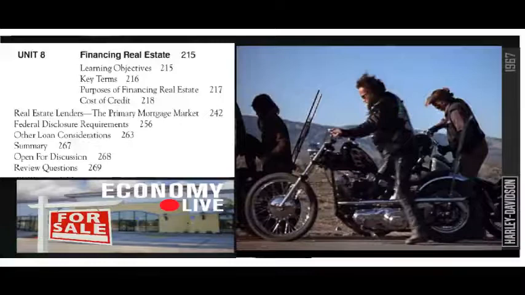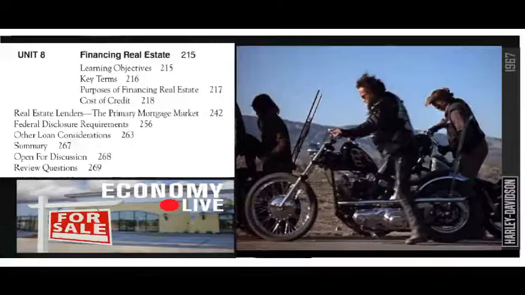Since 1980, even banks that are not members of the Fed have been required to comply with its reserve requirements. Federal Home Loan Banks. The Federal Home Loan Bank System, FHLB system, was authorized by Congress in 1932. There are 12 regional Federal Home Loan Banks and they are now regulated by the Federal Housing Finance Agency, FHFA.